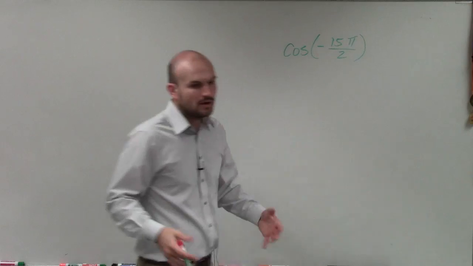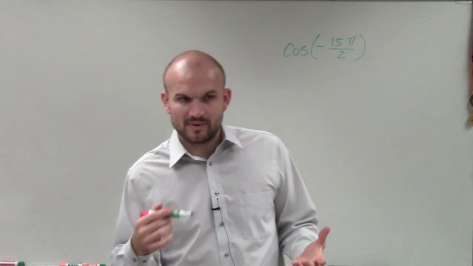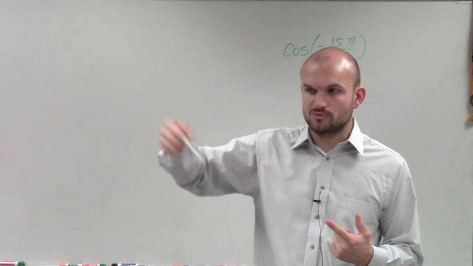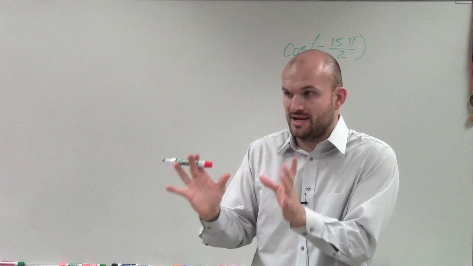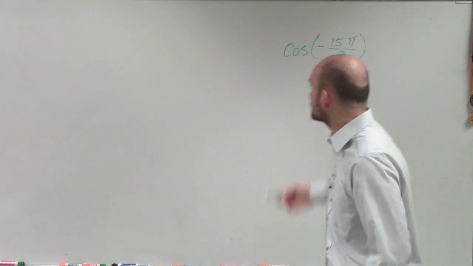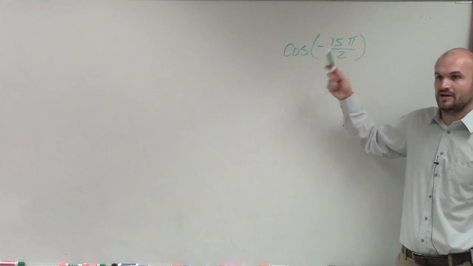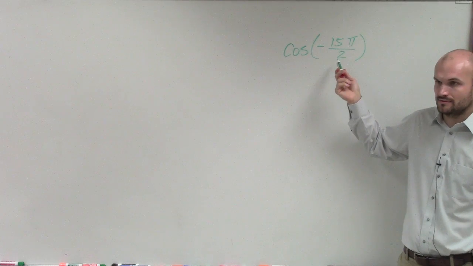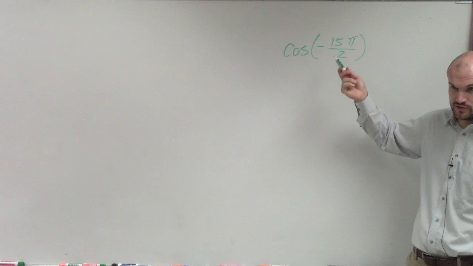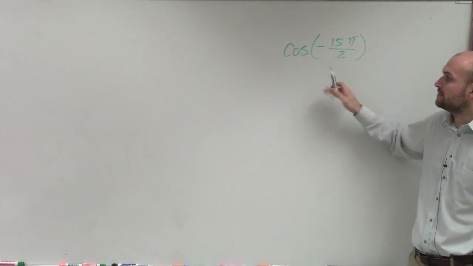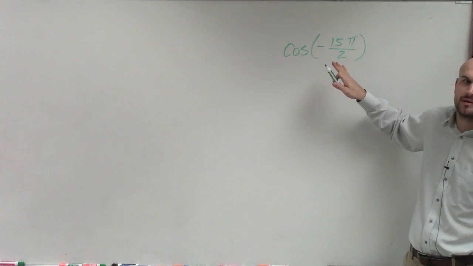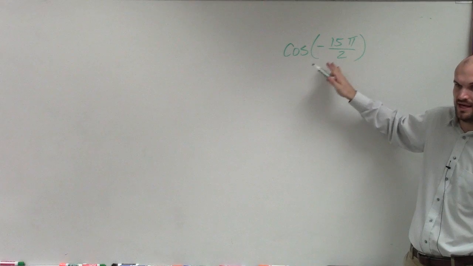Example like this, I have cosine of negative 15 pi over 2. So when we were talking about coterminal angles, remember when we had those angles that were all around, and we could just subtract 2 pi or add 2 pi till we get to the smallest positive and negative answer, right? If you look at this angle, it's more than one revolution, right? Because one revolution would be 4 pi over 2. So what we're going to want to do is find the smallest coterminal angle that we can with this.